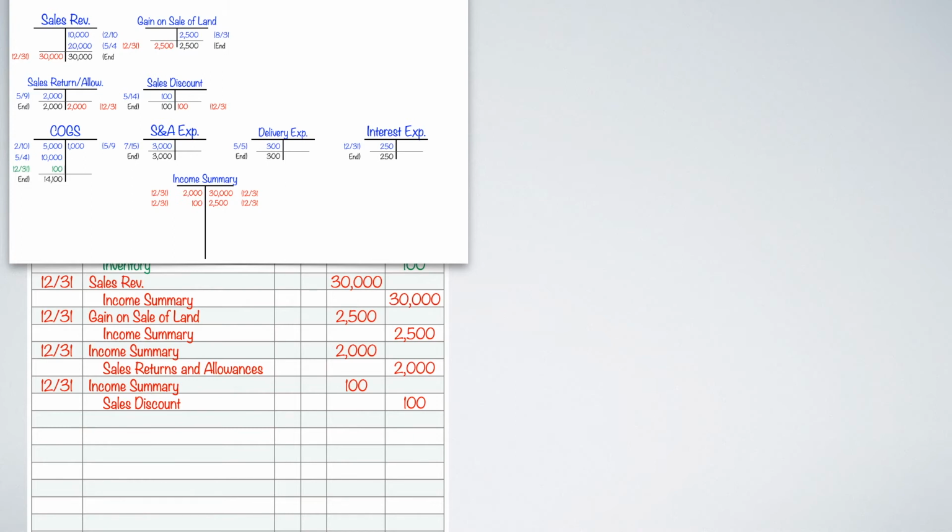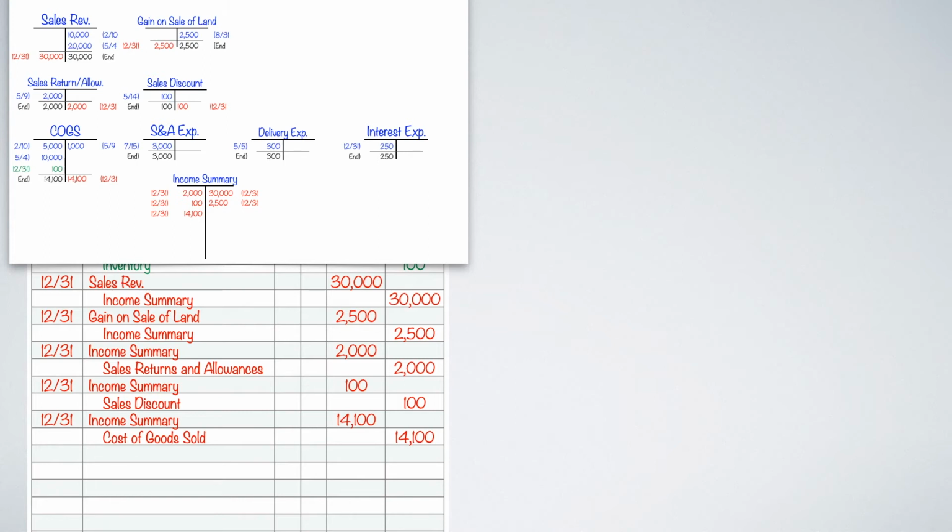All right, now let's look at COGS. I have a debit balance of $14,100. So to close it out, I will credit it $14,100. And if I credit it, then I will debit income summary for the same $14,100. My journal entry will be debit income summary for $14,100 and credit cost of goods sold for $14,100.